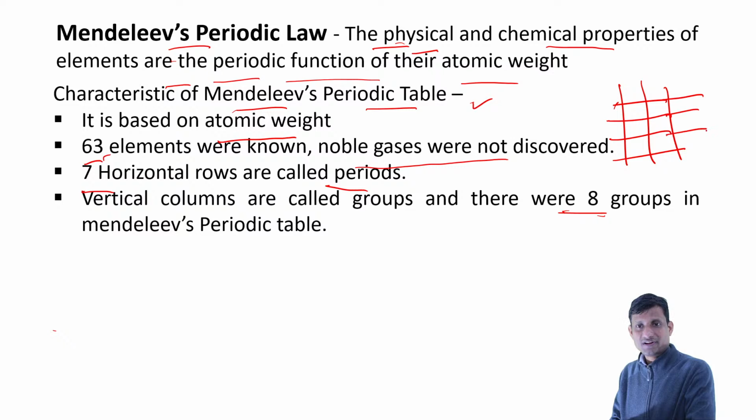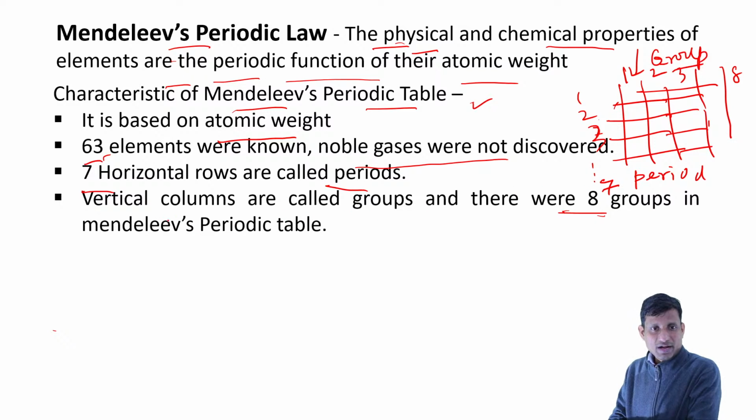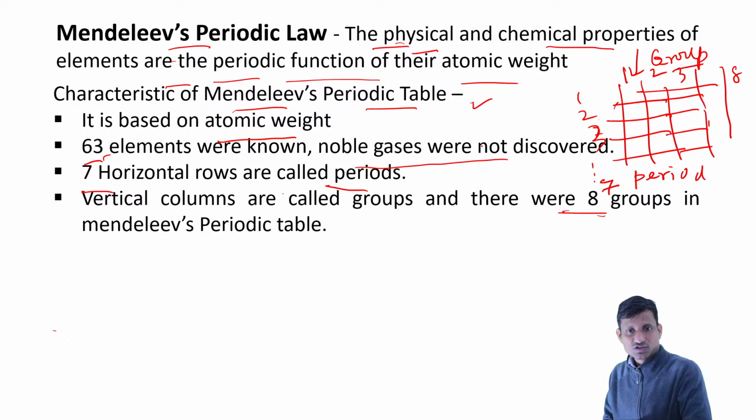So in the Mendeleev periodic table, he had 7 rows, 1, 2, 3, 4, and so on. This is called the period. And these are the columns, 1, 2, 3, 4, and the same way up to 8. So we have 8, and each one is called a group. To accommodate all the 63 elements, he arranged seven periods and 8 groups.